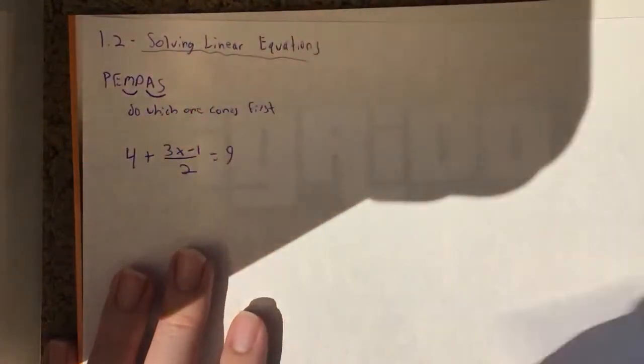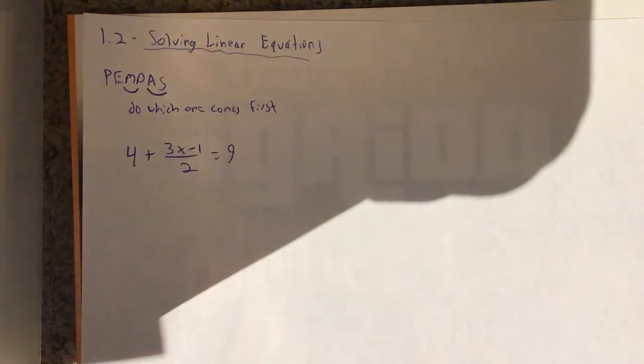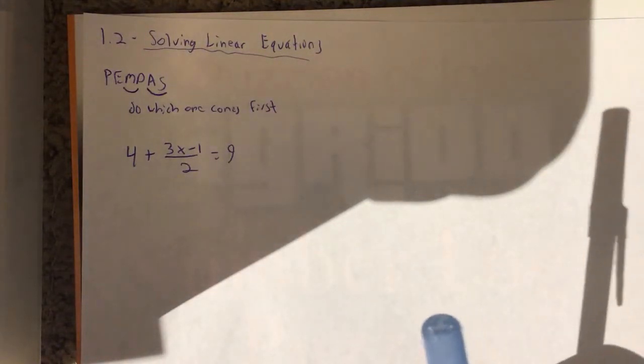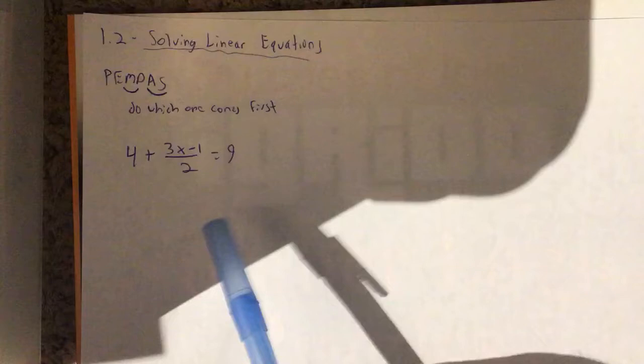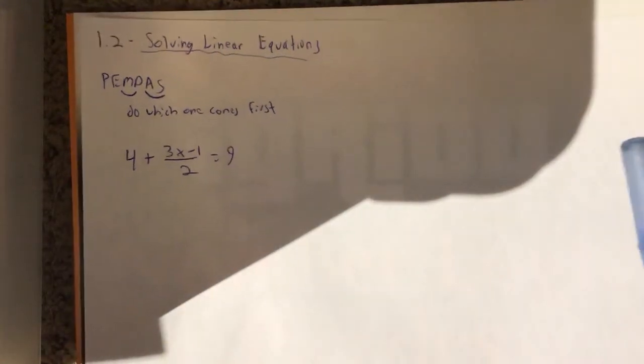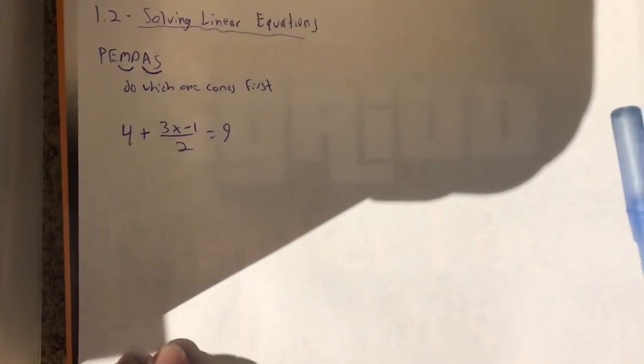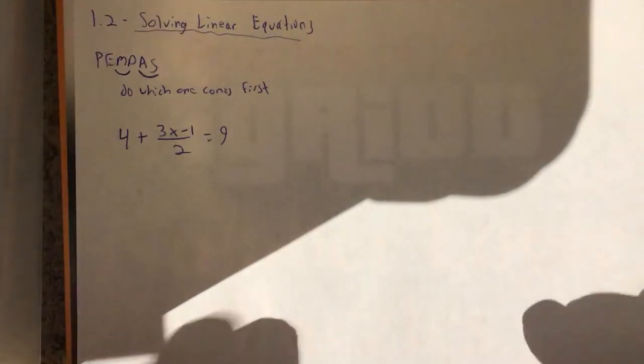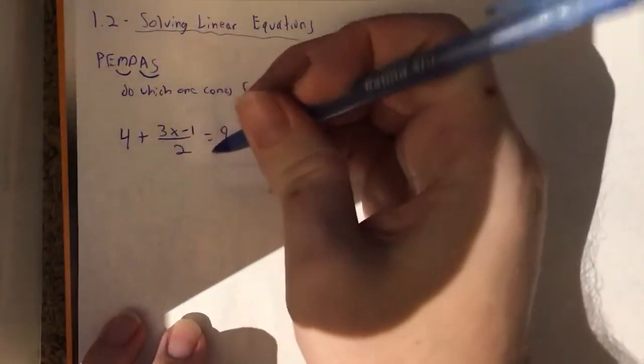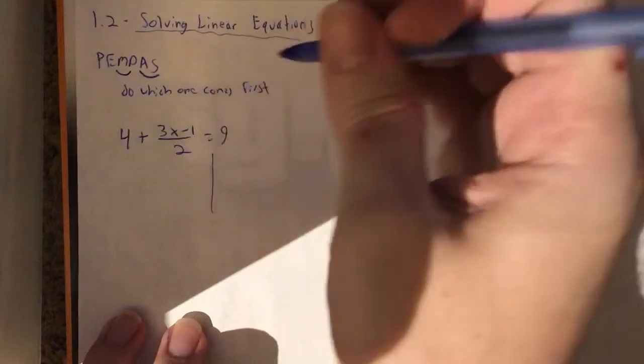So we're going to look at an equation, 4 plus (3x minus 1) over 2 equals 9. And I'm going to show you 2 methods how to solve this. The second method is going to be very helpful when you see fractions and denominators in your equation. But both ways work. It's your choice how you want to solve it, but one way may be better than the other. So, first method. Okay, method 1.